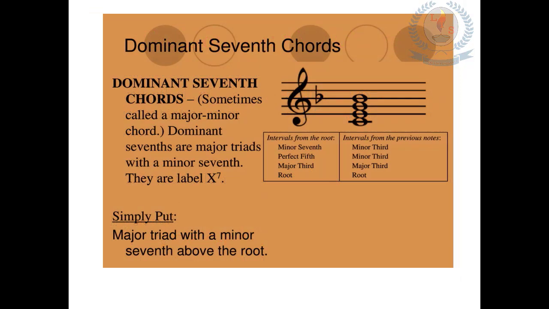Dominant seventh chords are also known as major-minor chords. This is how you write a dominant seventh chord in F major. The dominant or root is C, third E, fifth G, seventh B flat. From root to seventh, the interval is a minor seventh.